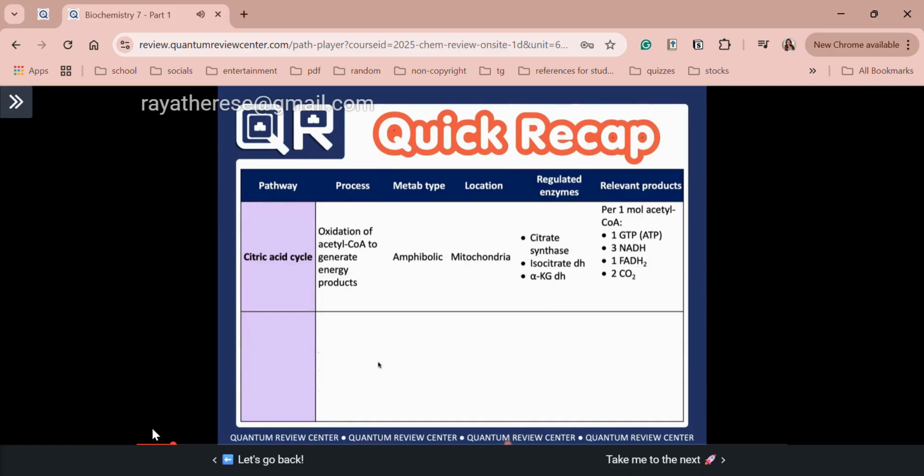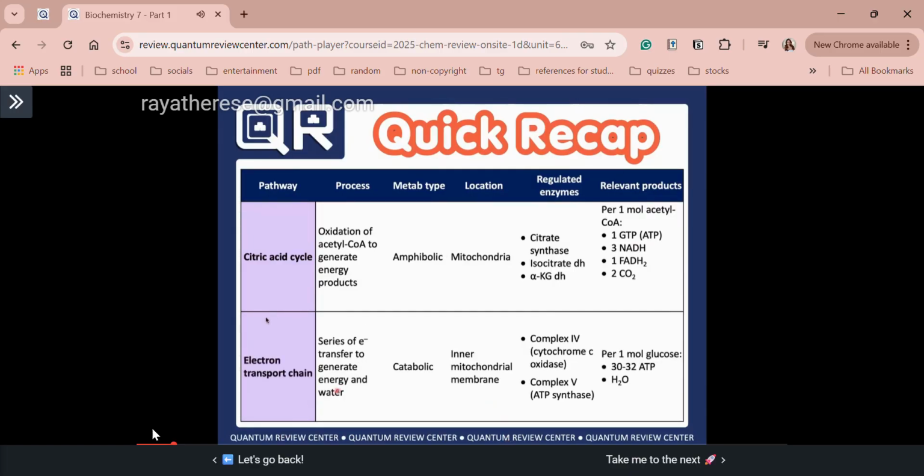And finally, we have the electron transport chain. Recall, I think you enjoyed our discussion here. This is just a series of electron transfers, and we know that it is catabolic because, sir, why? It generates a large amount of energy in the form of ATP.